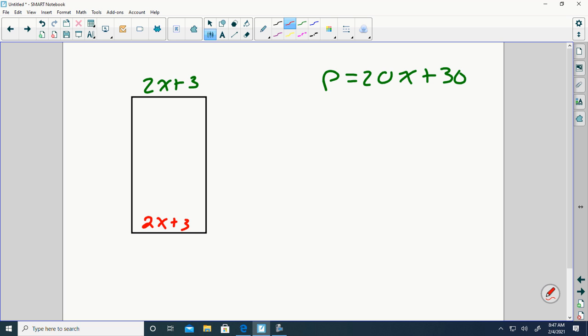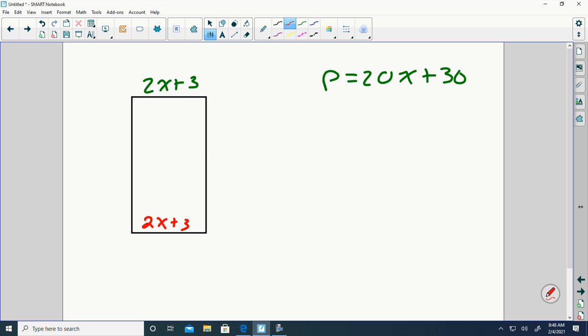Now I'm kind of stuck. I think Maddox has an idea. But hang on. Do you feel comfortable with what I've done so far? I'm trying to find those other two lengths. I know that bottom length. I got it. I'm done with the bottom length. I know that that bottom length is 2x plus 3. I'm happy about it.